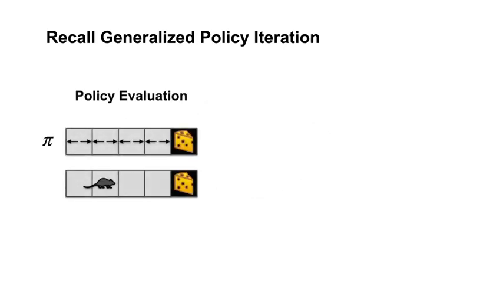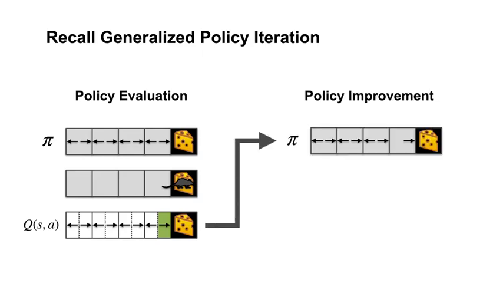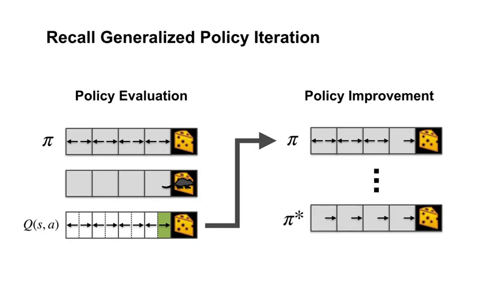To better remember GPI with Monte Carlo, imagine a mouse in a 4-state corridor with cheese at the end. The mouse starts out knowing nothing and follows a random policy. Eventually, the mouse will stumble into the cheese just by moving randomly. At that point, the mouse updates its action values. Then it improves its policy by greedifying with respect to its action values. As the process repeats, it will eventually learn the optimal policy.